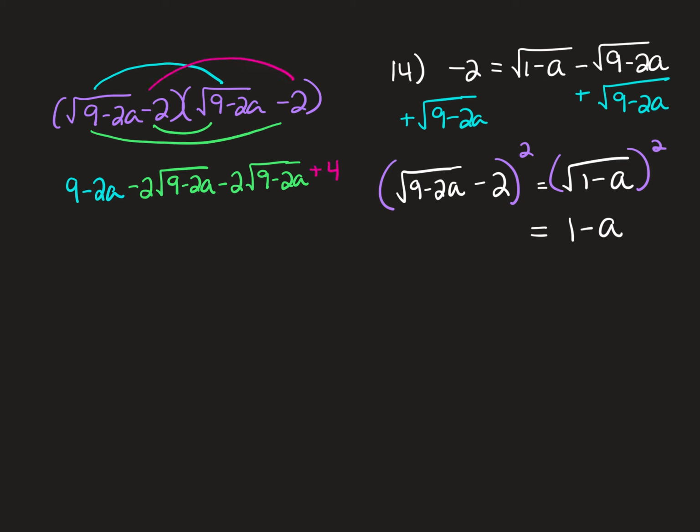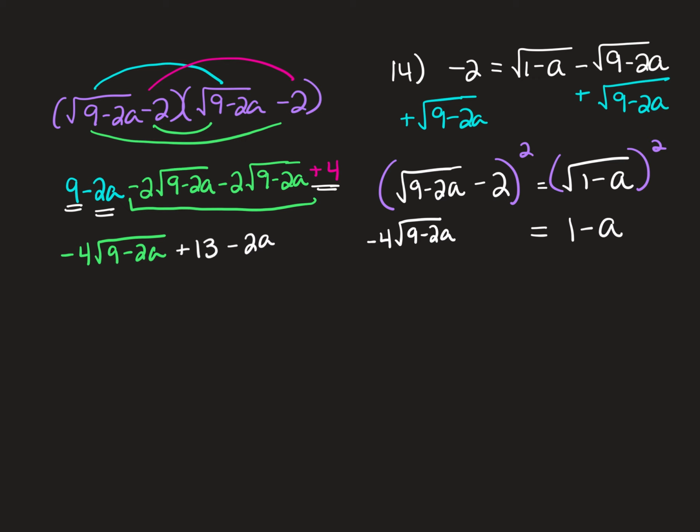And then let's just clean this up a little bit. So this right here is going to be negative 4 times the square root of 9 minus 2a. And then I've got 9 plus 4 is 13. And then I've got negative 2a. All right, so all of that's going to go back into my equation, right? So I have negative 4 times the square root of 9 minus 2a plus 13 minus 2a. I'm running out of room there.